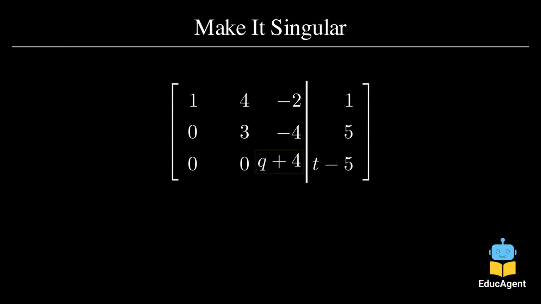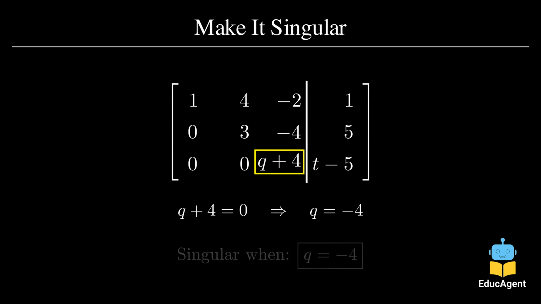Singularity happens exactly when a pivot becomes 0. Here that means the 3-3 pivot. Setting pivot 3 to 0 forces singularity. That's the parameter value that makes the system singular.